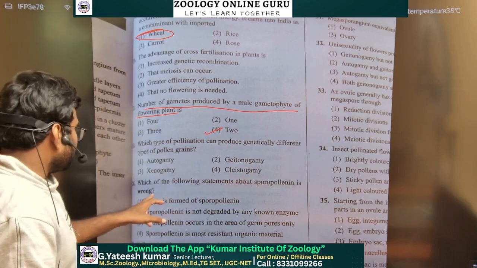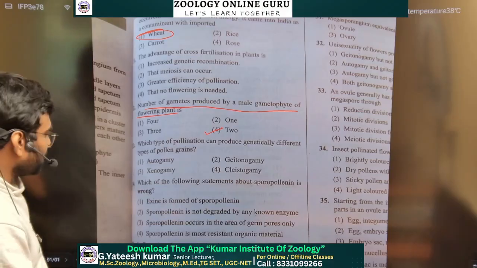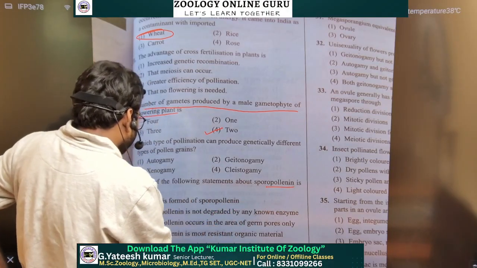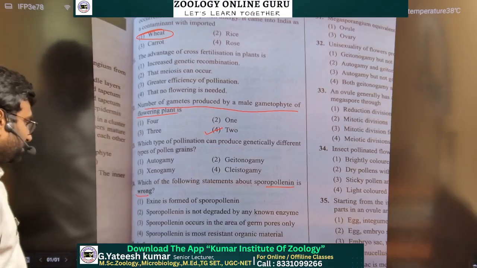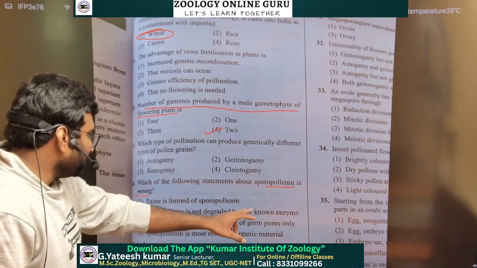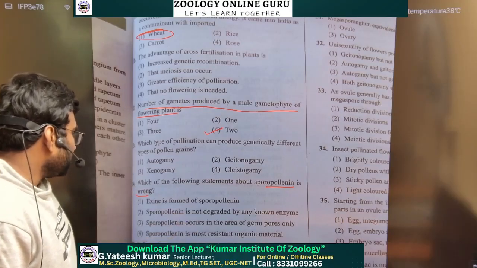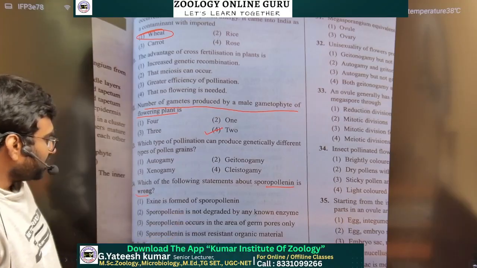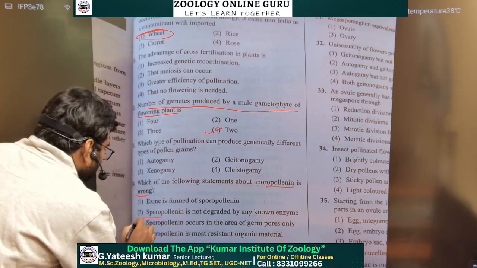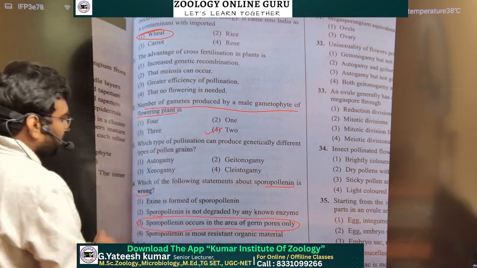Next question. Which of the following statements about sporopollenin is wrong? Exine is formed of sporopollenin. Sporopollenin is not degraded by any known enzyme. Sporopollenin occurs in the areas of germpores only. Sporopollenin is the most resistant organic material. So sporopollenin occurs in the area of germpores only. Remember, this is the wrong statement.